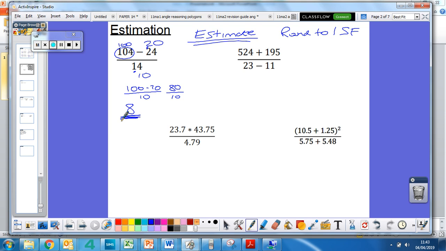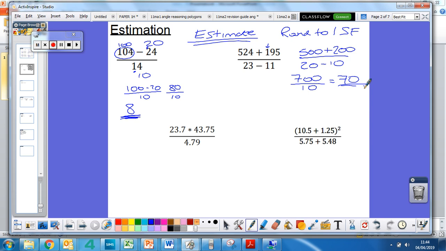Let's follow it through some increasingly complicated calculations and see how it's always one significant figure. So here we'll have 500 plus, now look, this is the first significant figure. It gets rounded up. This is 200. On the bottom, 20. Take away 10. Each one of those numbers to one significant figure. So on the top we have 700. On the bottom we have 10. 700 divided by 10 is 70.